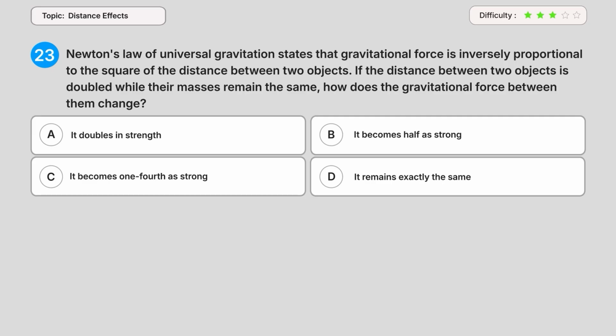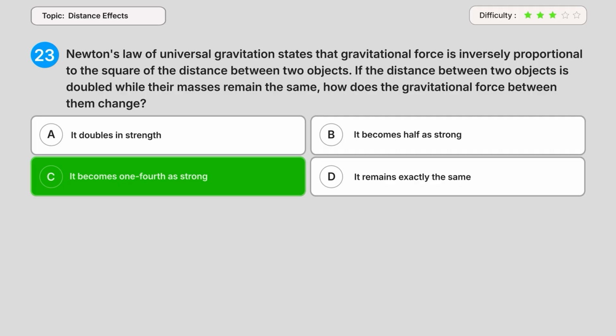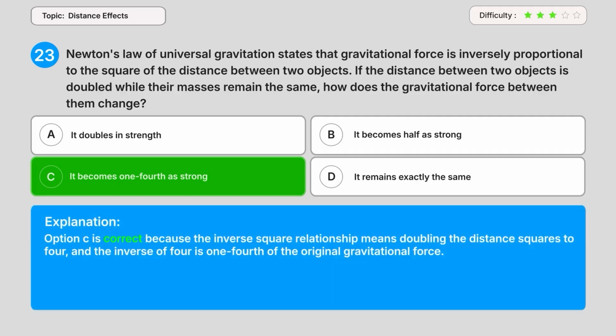Correct. Answer C. It becomes 1/4 as strong. Explanation. Option C is correct because the inverse square relationship means doubling the distance squares to 4, and the inverse of 4 is 1/4 of the original gravitational force.